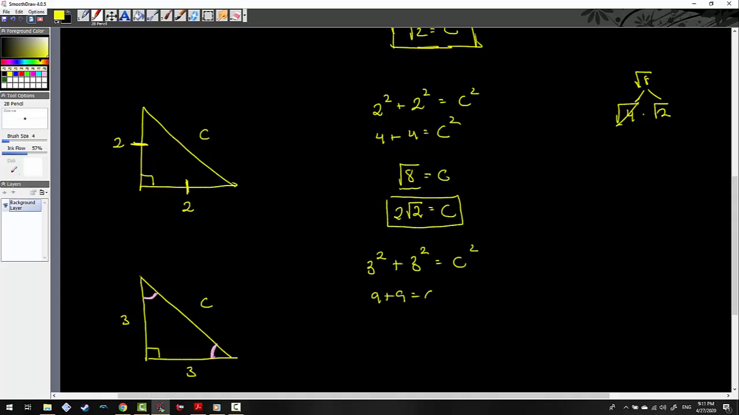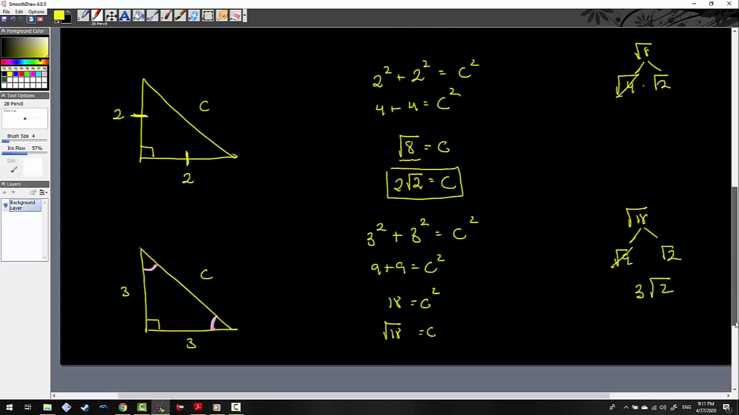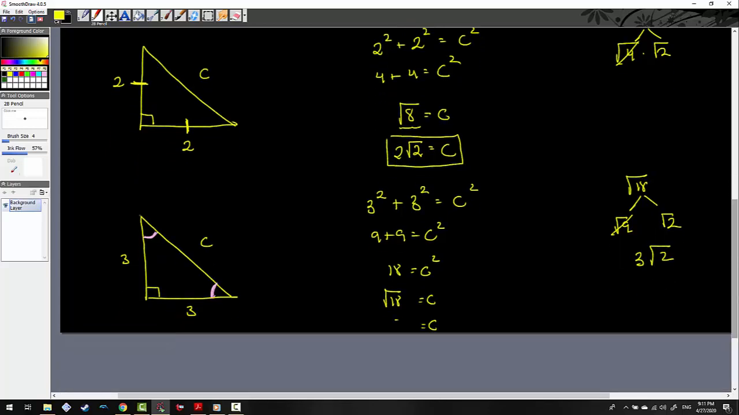9 plus 9 equals c squared. C squared equals 18. So we know that c is going to equal the square root of 18, but let's find out what that actually is on the side here. The square root of 18 can be broken apart into the square root of 9 times the square root of 2. And the square root of 9 can become 3, meaning 3 rad 2. So that is my answer here. C is equal to 3 rad 2.